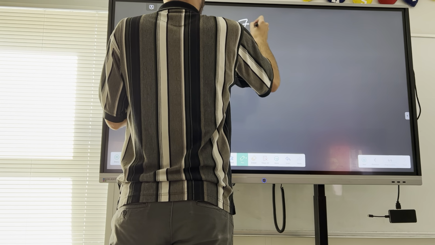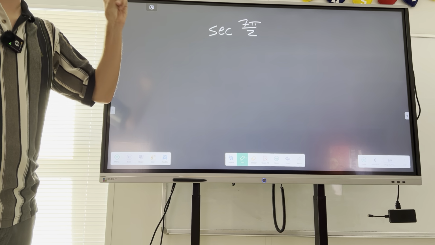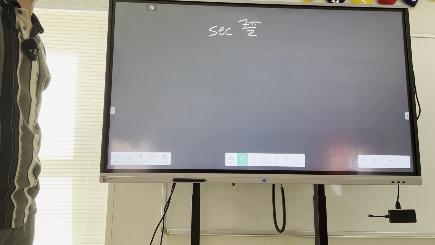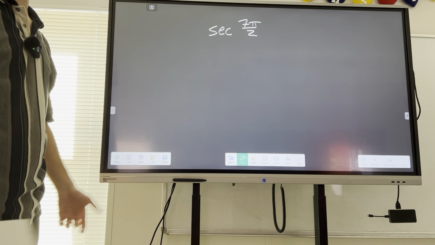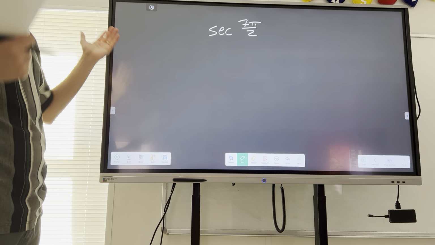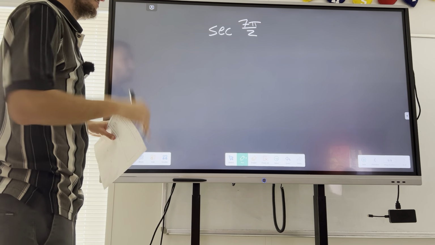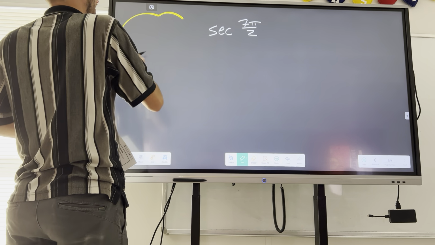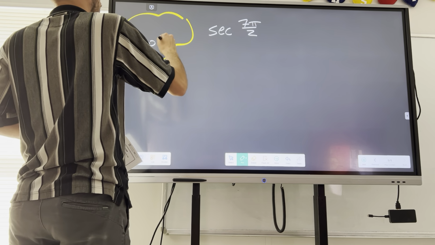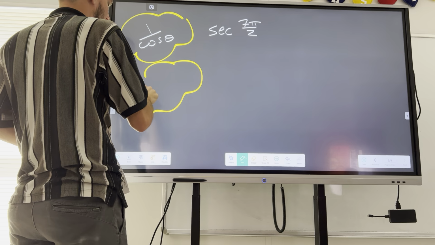Secant of 7 pi halves. What quadrant is this in? We should know right away. It's quadrantal. And how do we know that so fast? It's divided by 2, right? Divided by 2s are always quadrantals. They're either going to be at that 90 measure or that 270 measure. So secant, I'm thinking secant is buddy with cosine. I'm thinking, well, this one is going to be quadrantal.